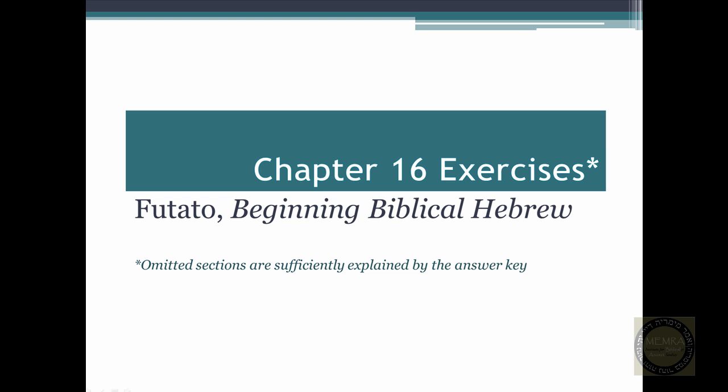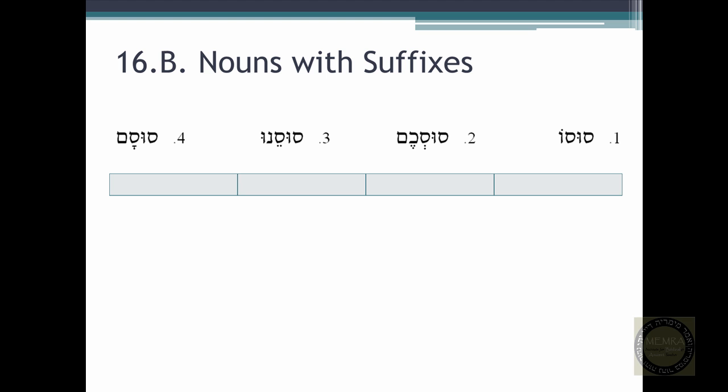These are the exercises for Futato chapter 16. Nouns with suffixes. Translate these. So number 1, susō, his horse. Suskem, your horse. Susēnu, our horse. Susām, their horse.